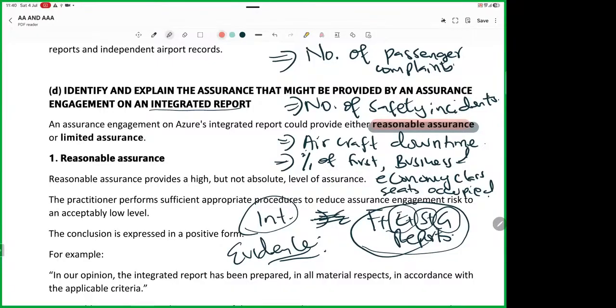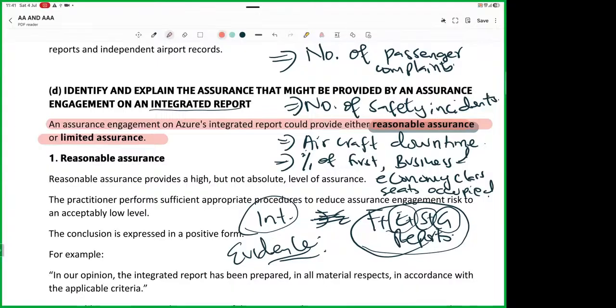Anytime you hear about an assurance to be given, in light of an exercise where you have to do a lot of evidence collection and analysis, always vouch for what we call reasonable assurance. An assurance engagement on Azua's integrated report could provide either reasonable assurance or limited assurance. But here we are supposed to provide a reasonable assurance. Why? Because we're going to do quite a lot of evidence collection and analysis. But let's see what the argument is here.